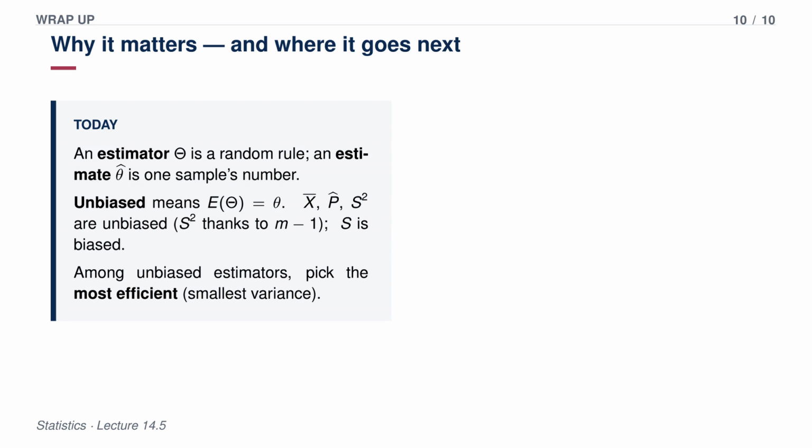An estimator is a random rule. An estimate is the one number it gives on your sample. Unbiased means E of big theta equals theta. And x bar, p hat, and s squared all clear that bar. S squared, thanks to the m minus 1. S itself is biased. And when several are unbiased, you pick the most efficient, the tightest.